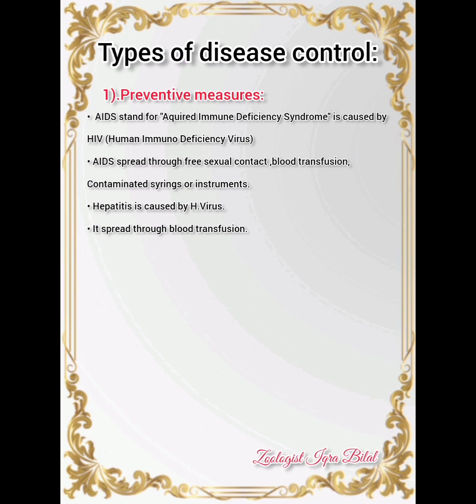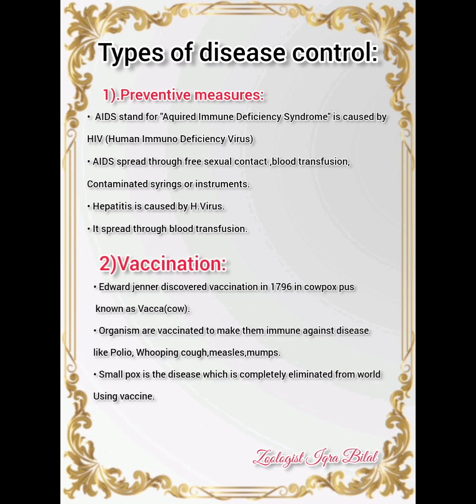Hepatitis is caused by hepatitis virus, which may be A, B, C. It spread through blood transfusion. The second is vaccination. Edward Jenner discovered vaccination in 1796 in cowpox pus. In Urdu, pus is known as vacca.